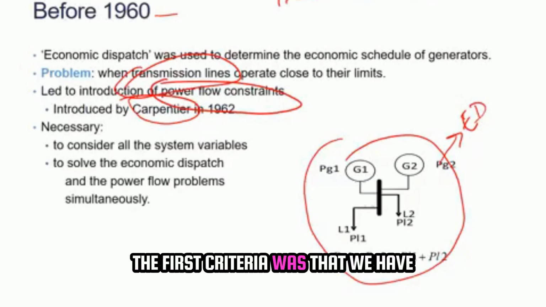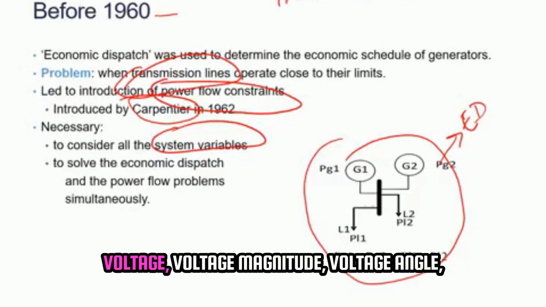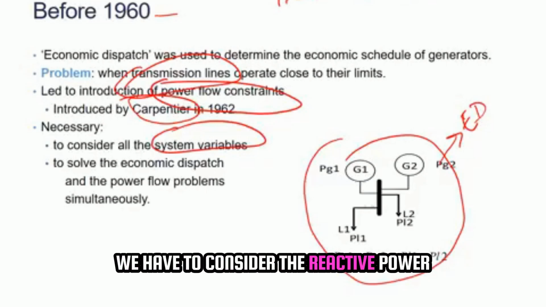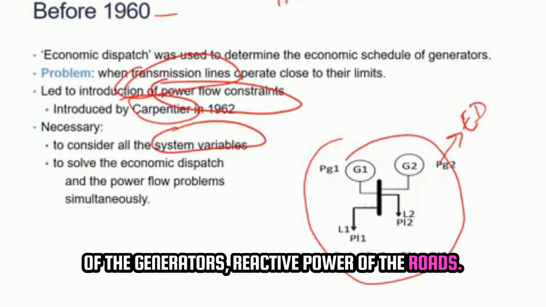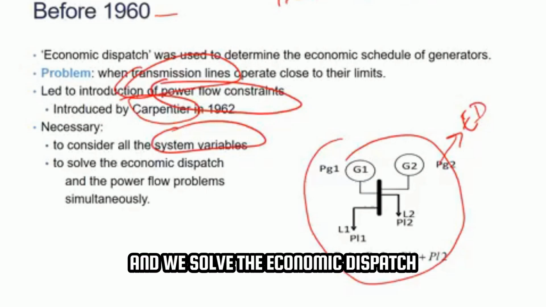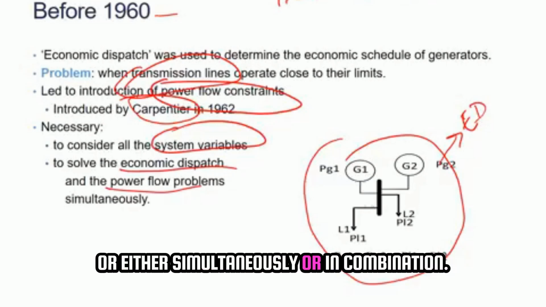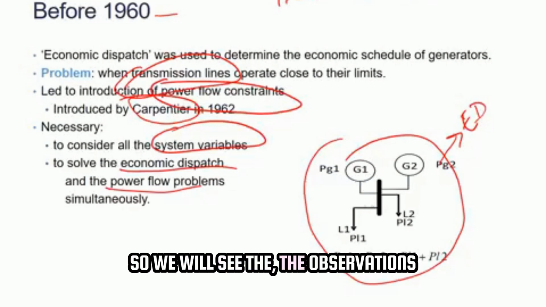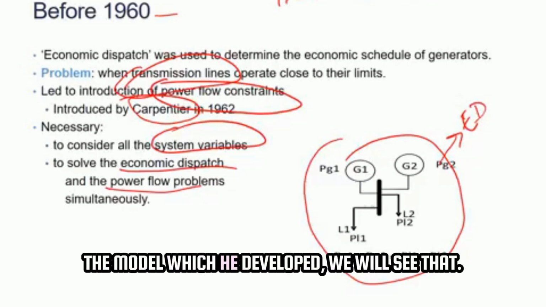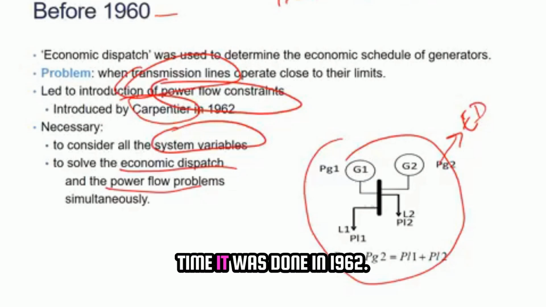The first criteria was that we have to consider all system variables. When I say all system variables, basically voltage magnitude, voltage angle, the reactive power of the generators, reactive power of the loads. So with this, the complete variables are considered, and we solve the economic dispatch with power flow constraints simultaneously, or in combination. We'll see the observations here, and the model which he developed. So this was the first time it was done in 1962.